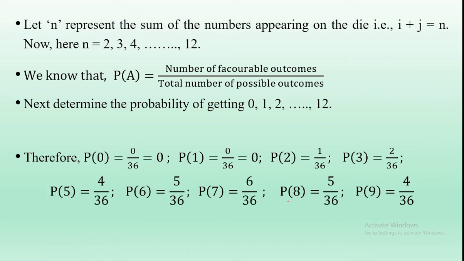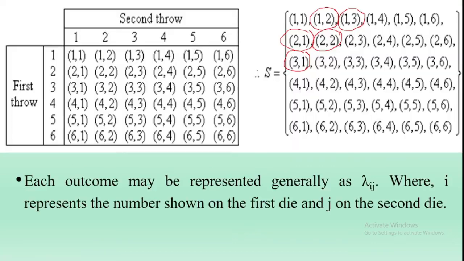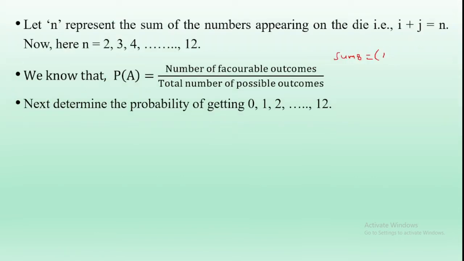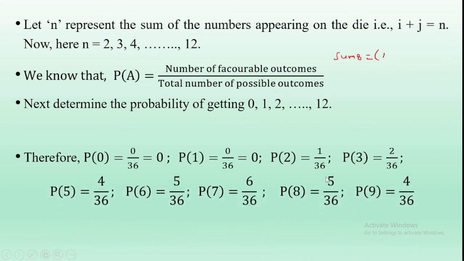Next, find out the probability of 8. Rolling a pair of 2 dice, the possible combinations for getting a sum of 8 are (2,6), (3,5), (4,4), (5,3), and (6,2). The favorable outcomes are 5. Therefore, the probability of 8 is equal to 5 divided by 36.